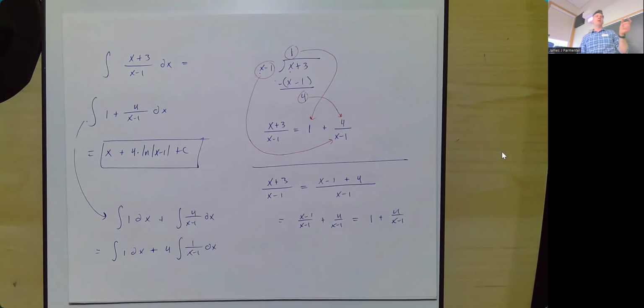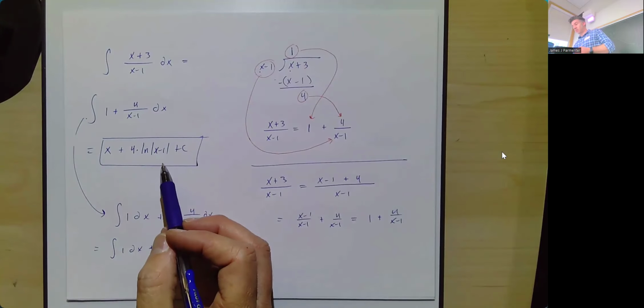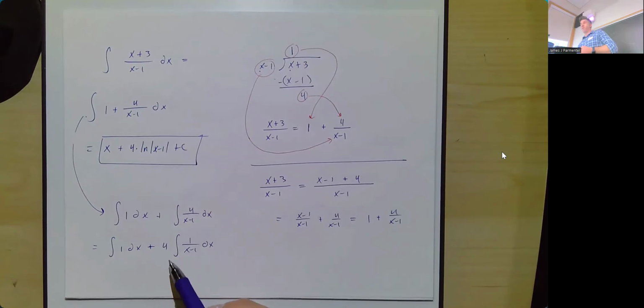And maybe a little bit more challengingly, the 4 over x minus 1, we are thinking of as 4 times 1 over x minus 1. So that they're really just doing the integral of 1 over x minus 1, getting the natural log of the absolute value of x minus 1, and then multiplying that result by the 4 that's just hanging up there. You don't need to show any of this work, but you do need to be able to think of it in your head. Okay.